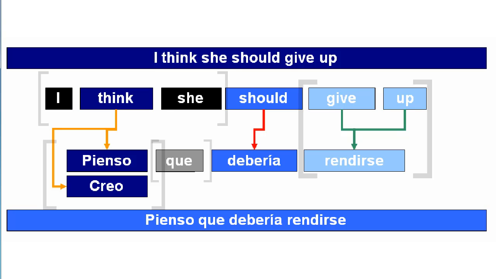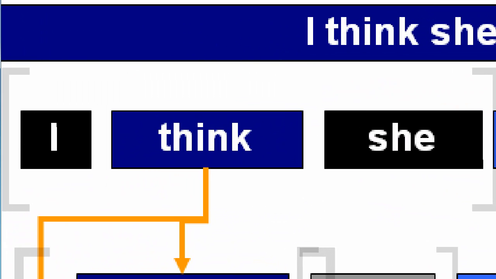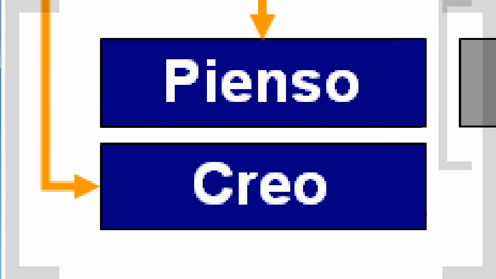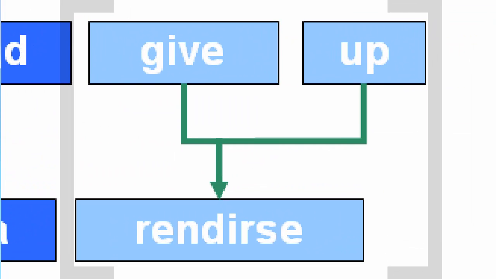There are English words which disappear, in this case, I and she. Words appear out of nowhere, this what. Some words have various possible meanings or equivalents. This is very common. There are groups of words in English, notably the phrasal verbs, which are converted to a single word in Spanish.